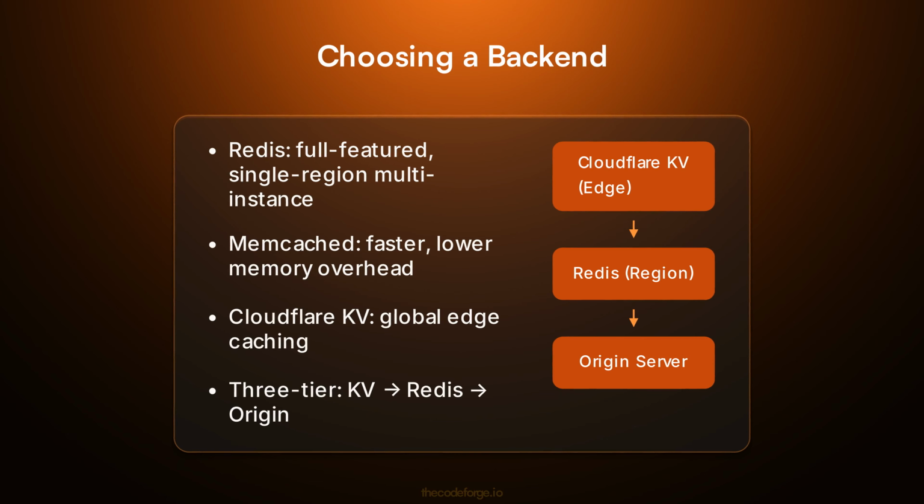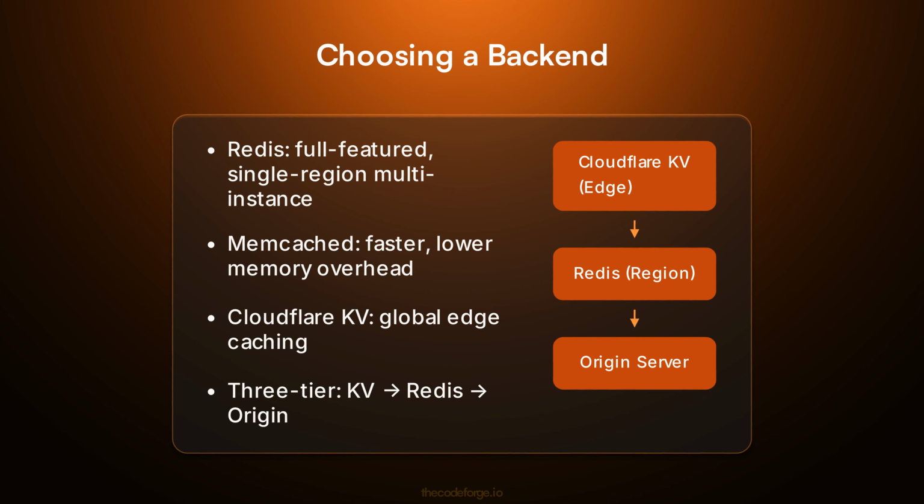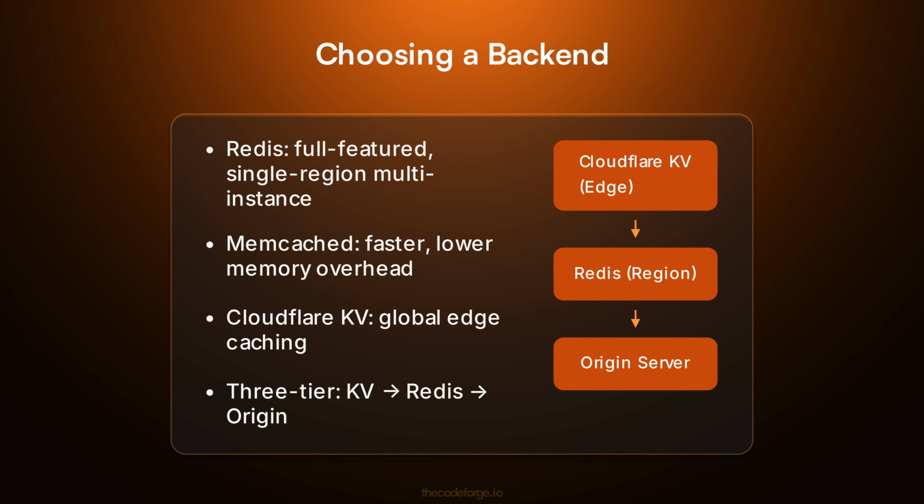Not all external caches are equal. Redis is best for single-region multi-instance deployments. Memcached is simpler and more memory efficient. Cloudflare KV provides globally distributed edge caching. For global apps, use a 3-tier strategy: KV at edge, Redis in region, origin as fallback.